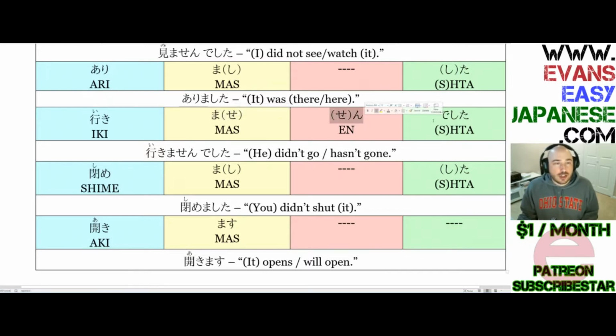I will not go. I do not go. But however, now it's deshta. Iki masen deshta. I didn't go. He didn't go. Somebody didn't go. It could be somebody hasn't gone as well. Remember, this is just past. Whatever the action is, it is finished. That's what the complete tense means. That the going is done.